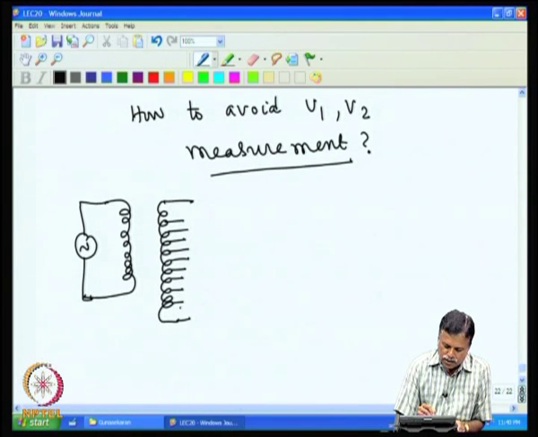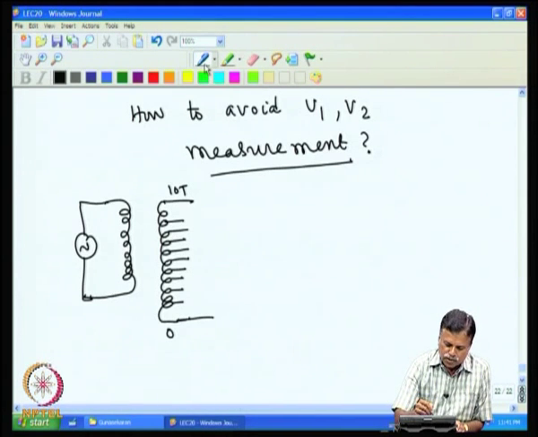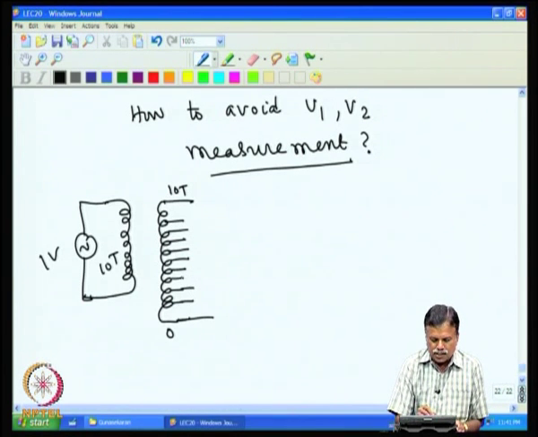So, we have 1, 2, 3, 4, 5, 6, 7, 8, 9, 10 turns. So, we have turns from this is 0 turns and this is the 10th turn. So, 10 turns I put, that means whatever voltage I had given here, assume that this is also having 10 turns. Assume I have put 1 volt here, this is 10 turns and I also have 10 turns here, but at each turn I have taken one tap.